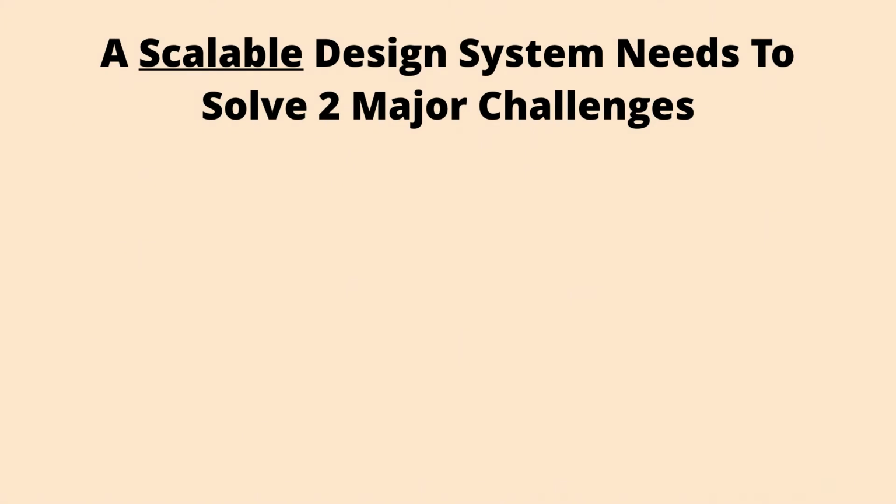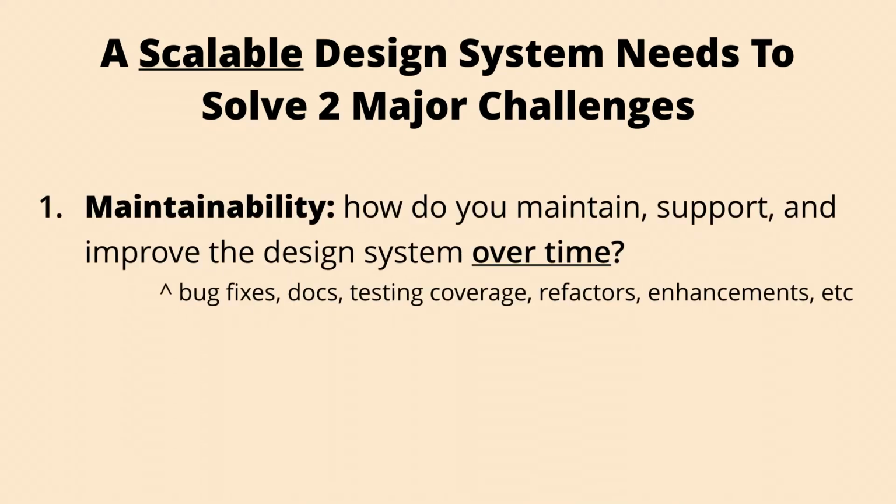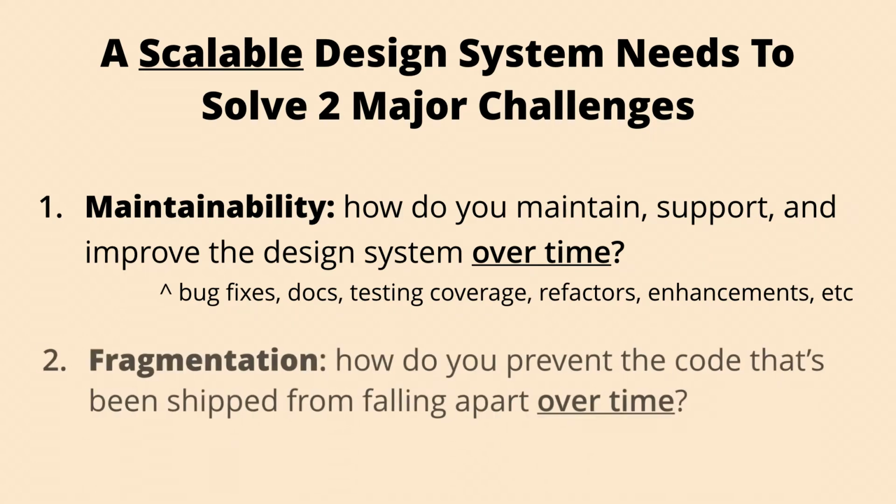So the thing that we really had to think about and figure out going through this whole ordeal was, what does it mean to be scalable in the context of a design system? And in my opinion, it's actually two things. First, your design system needs to be maintainable. Once you build something, how do you maintain it, support it, and improve it over time? That's a lot of the infrastructure and workflow stuff, like coming up with bug fixes, having component documentation, incorporating testing coverage, how do you handle refactoring and enhancements over time, those sorts of things.